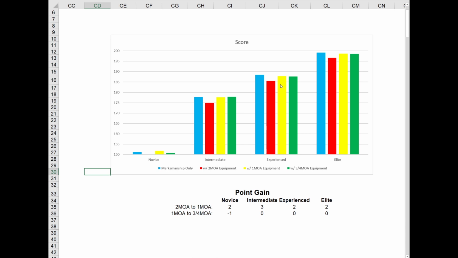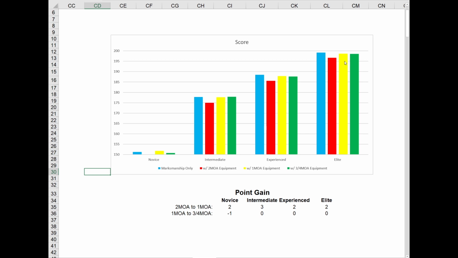But with the 1 minute of angle and the 3/4 minute of angle equipment, those are 188s along with their marksmanship. So this is the same with these two pieces of equipment as with their marksmanship. And the same thing goes for the elite shooter. The elite shooter is holding for a 199 score. With the 2 minute of angle equipment, it's a 197, so they're losing 2 points there.